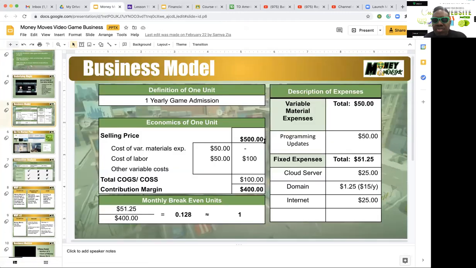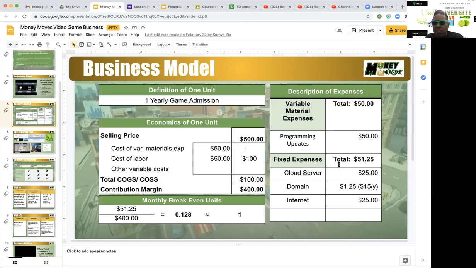Now, when you work on your business model slide deck, one definition of unit will be your title, whatever you're selling here. Your selling price will be the total. Remember, we talked about the variable expenses, labor. She added that in here. That comes up to $100. You subtract 100 from the 500. That gives you a contribution margin of $400. So that's what she walks away with at the end of the day. $400 profit, contribution margin.